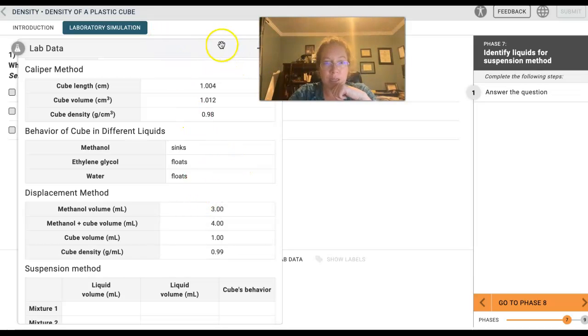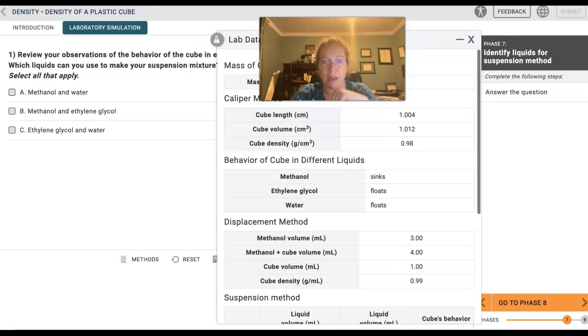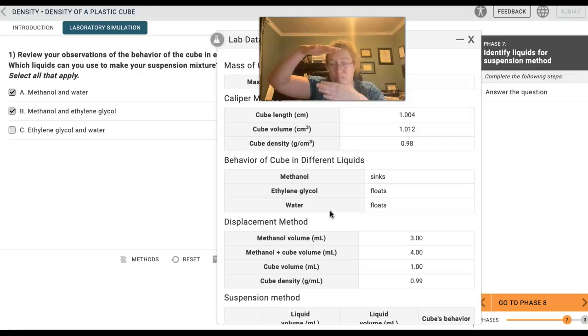So, knowing this, we can have methanol and ethylene glycol, and we can have methanol and water. We cannot have ethylene glycol and water, because all it would do is just float on top of both of them. It would just keep floating. Okay.